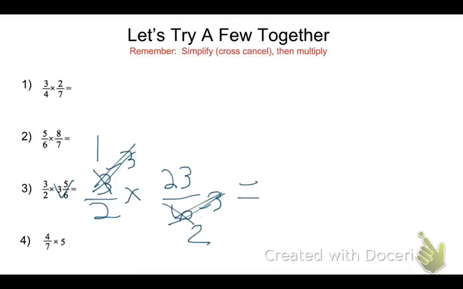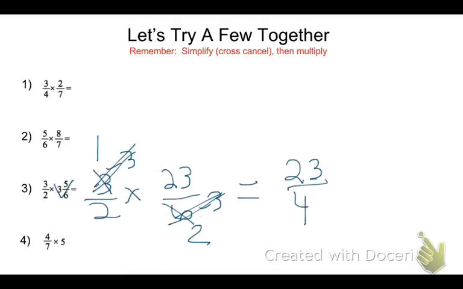Now I'm ready to multiply across. Before I do, I want to make sure that I can't cross-cancel the other direction as well. 2 is not a factor of 23, so I know I cannot cross-cancel the other direction. So go ahead and multiply across. I get 1 times 23, which is 23, and 2 times 2, which is 4.